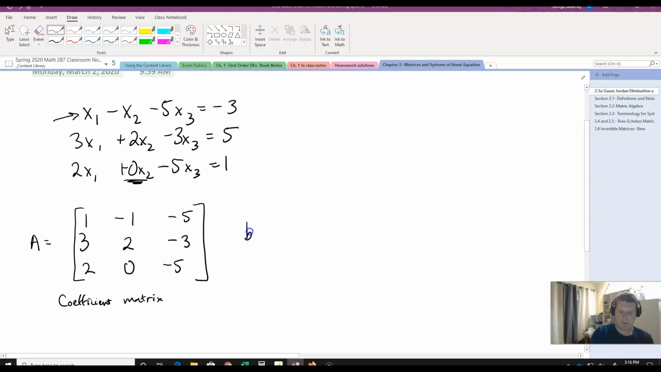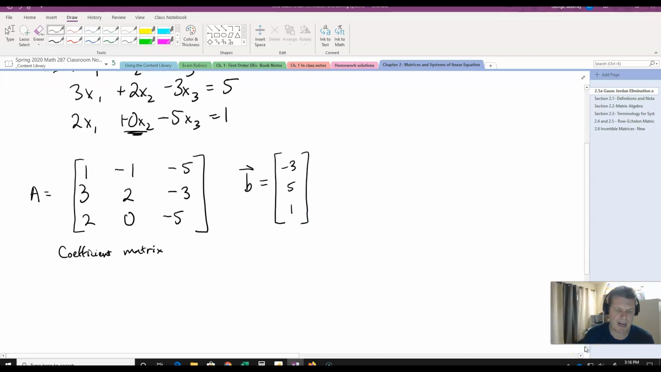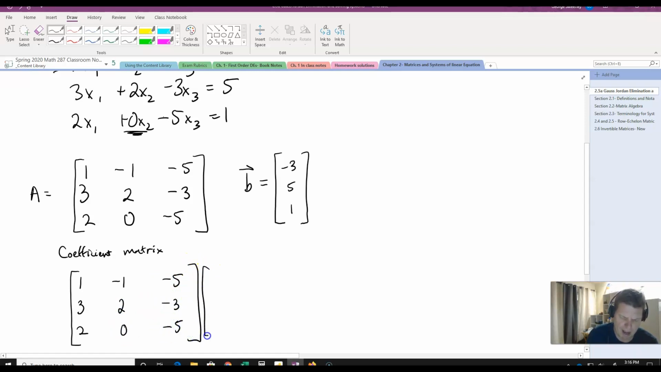And we have a vector, we're going to call it B. It's going to be our solution vector, and it's negative 3, 5, 1. Now, you might be asking yourself, what happened to x1, x2, and x3? Well, x1, x2, and x3 are actually going to be a vector as well. So we take the coefficient matrix with columns 1, 3, 2, then negative 1, 2, 0, then negative 5, negative 3, negative 5, and if we multiply that by x1, x2, x3, we get that equal to negative 3, 5, 1.